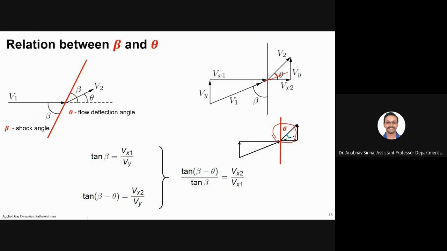Now we will try to develop some relations based on these angles. So tan beta, we know, is Vx1 by Vy, and tan of beta minus theta is Vx2 by Vy. That you can see from here. This angle will be beta minus theta. Based on these two, using some trigonometric relations, we can say that tan(beta minus theta) by tan beta is equal to Vx2 by Vx1. This is coming from simple trigonometry, no shock relations involved.